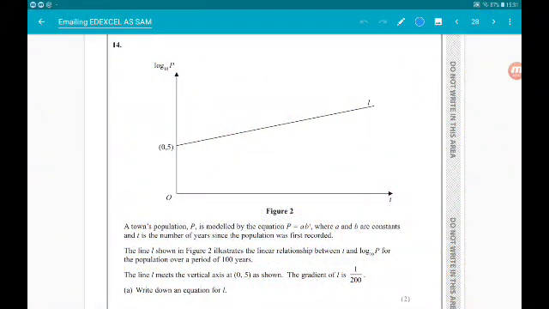Okay, number 14, here we go then, nice big one. So, modelling with logarithms and exponentials. So we got this straight line graph. Going up the side, we have log 10 of p, and along the bottom, we've got t. So, a town's population, p, is modelled by the equation p is a b to the power of t, where a and b are constants, and t is the number of years since the population was first recorded. The line L, shown in figure 2, illustrates the linear relationship between t and log 10 of p for the population over a period of 100 years.